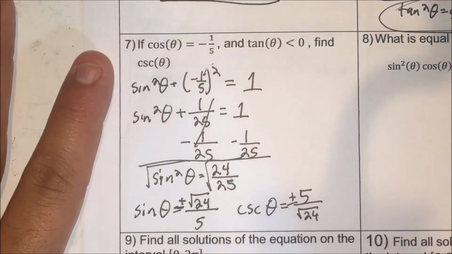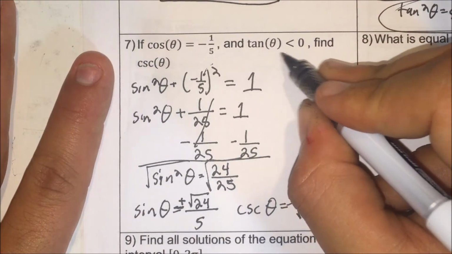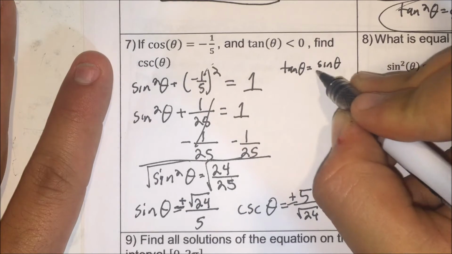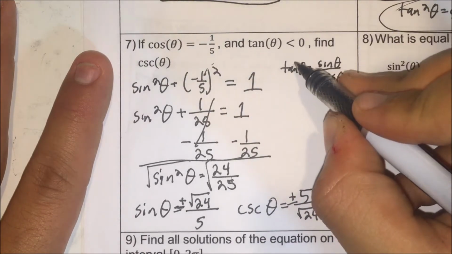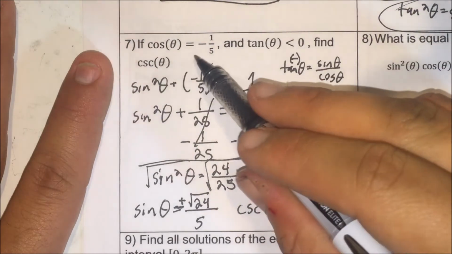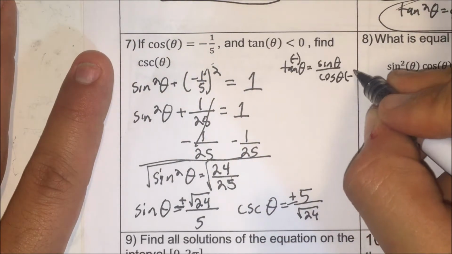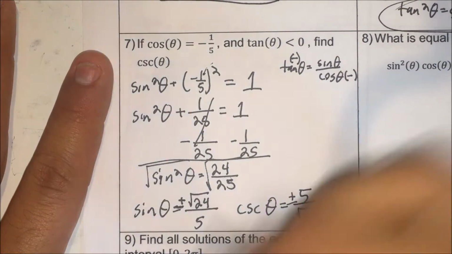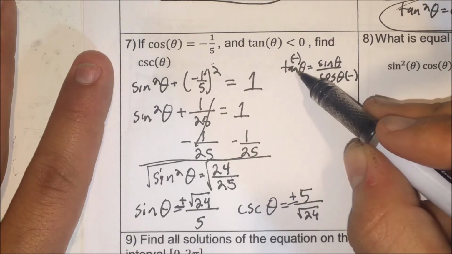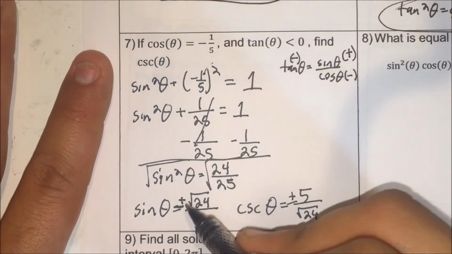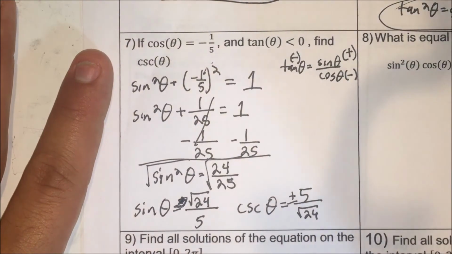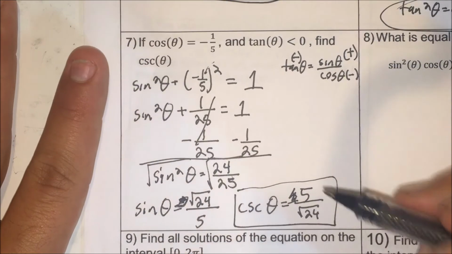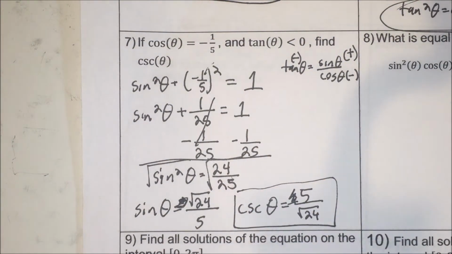So how do we decide between the two, whether it is positive or negative? Well, we know that tangent is less than 0. But we also know that tangent is sine over cosine. And let's see, so tangent's negative. Well, we know cosine is negative because cosine is negative 1/5. So the only way that this could possibly work is that to divide by something that's negative and to get a negative, you have to have a positive on the top. So that means sine is just positive square root of 24 over 5. And thus that means that cosecant is positive 5 over the square root of 24. And that is it.